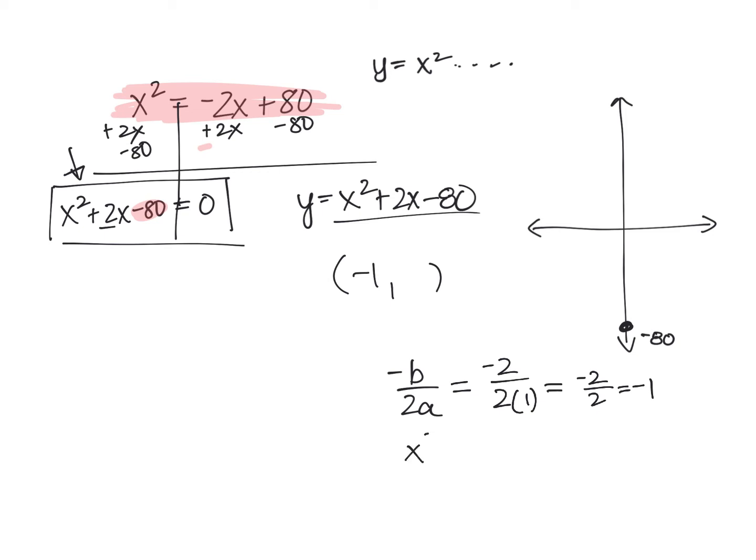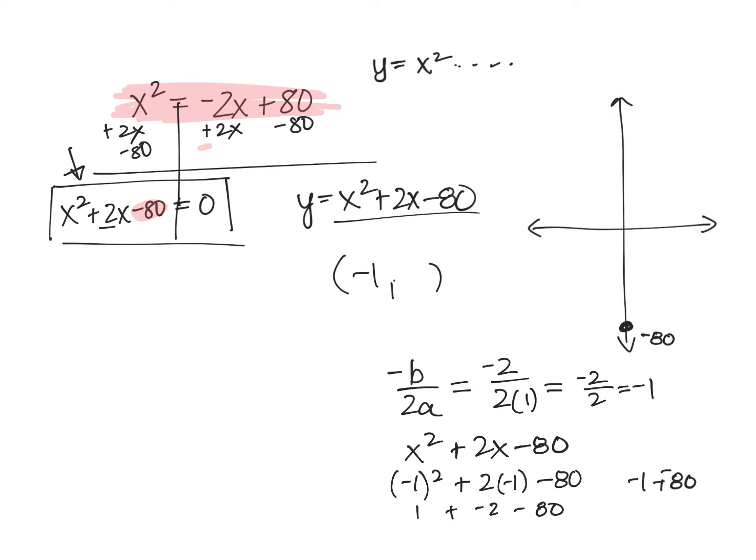So I'm going to go to my equation, x squared plus 2x minus 80, and plug in a negative 1. So negative 1 squared plus 2 times negative 1 minus 80. Negative 1 squared is 1, plus a negative 2, minus 80. 1 plus negative 2 is negative 1, minus 80 is negative 81. So my vertex is negative 1 comma negative 81. Now I can get another point right here. So far, pretty good. Now I want to find my two x-intercepts, or my two roots, because that is really the solution to that.